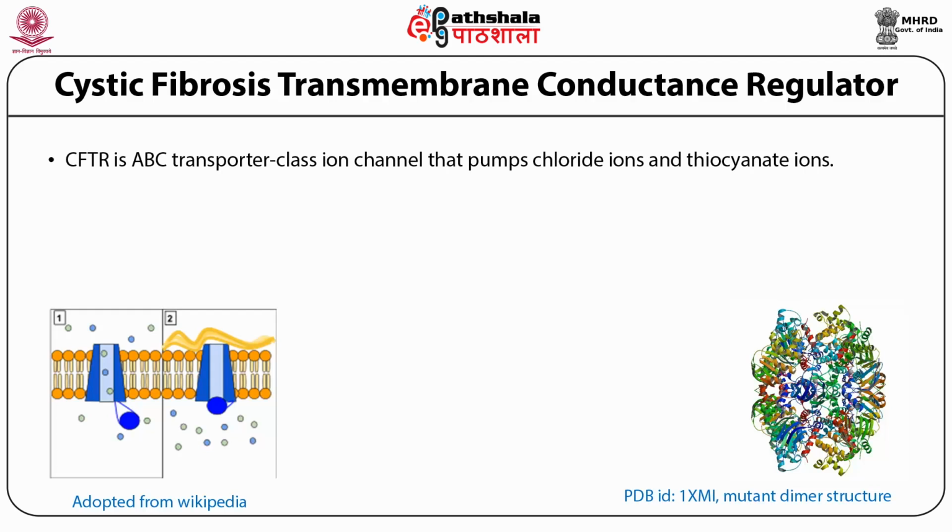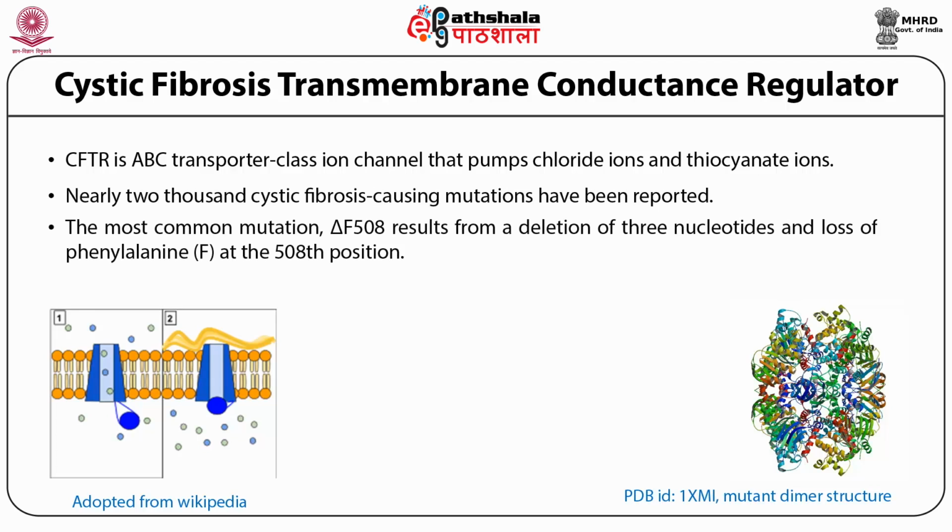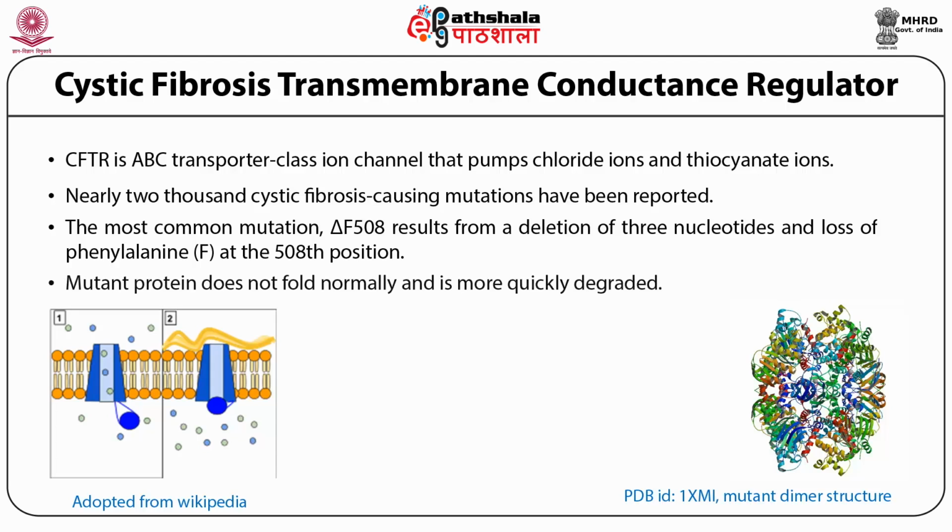This is an ABC transporter class of protein, which is an ion channel that pumps chloride ions and thiocyanate ions. Nearly 2,000 cystic fibrosis causing mutations have been reported. The most common mutation is deletion at position 508, resulting from a three-nucleotide deletion in the gene, and loss of phenylalanine at this position, which causes the dysfunction of this protein. The mutant protein does not fold normally and is very quickly degraded.